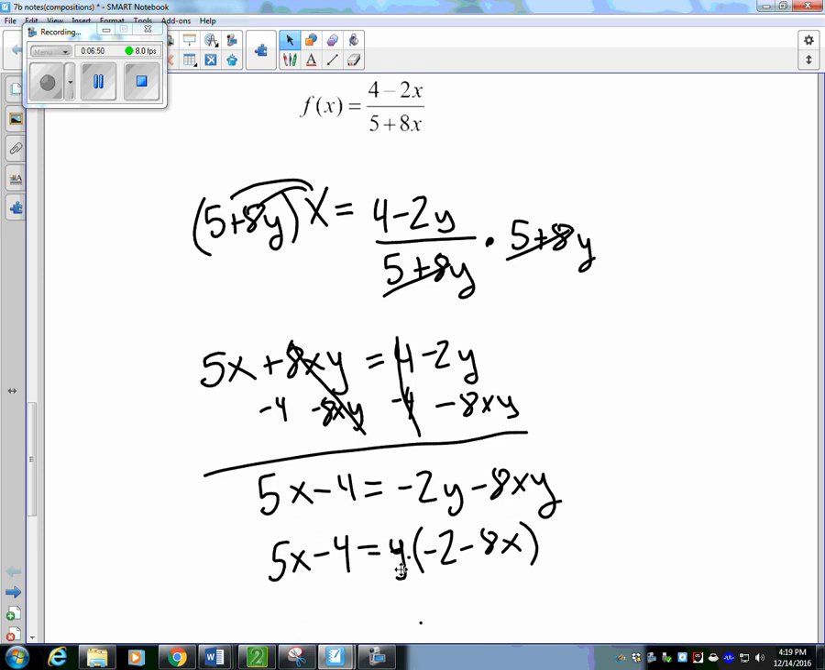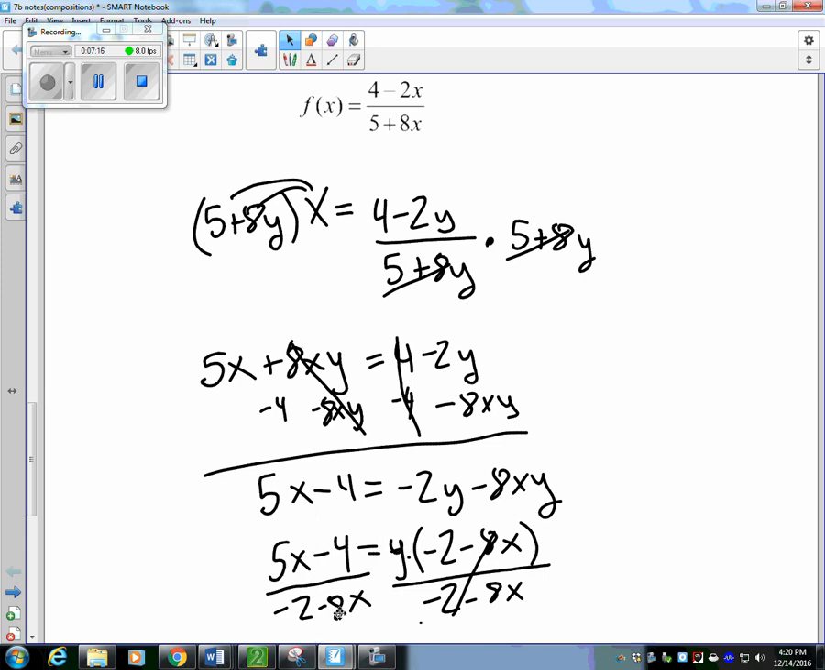and now all I have to do is divide by negative 2 minus 8x. If I took a greatest common factor of negative 2 out, I would then have had to divide by negative 2 after. So it cuts out one of the steps. If you do it, it's okay. You just don't need to. So these cancel out here, and we have y equals 5x minus 4 over negative 2 minus 8x.